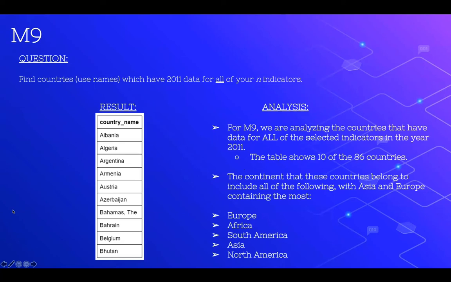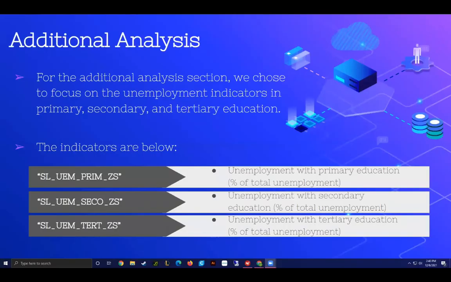For M9, find the countries which have 2011 data for all of your indicators. For M9, we're analyzing the countries that have data for all of these selected indicators in the year 2011. The table shows 10 of the 86 countries. The continents that these countries belong to include all of the following, with Asia and Europe containing the most: Europe, Africa, South America, Asia, and North America.